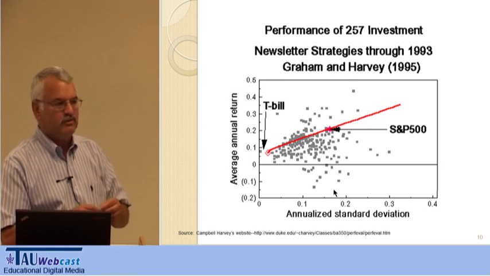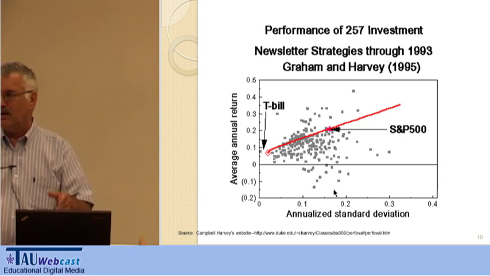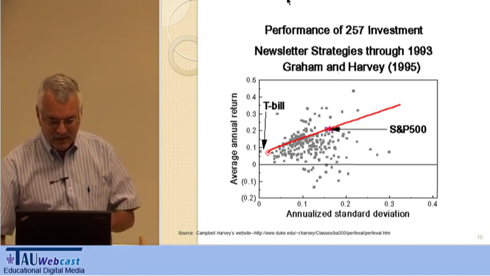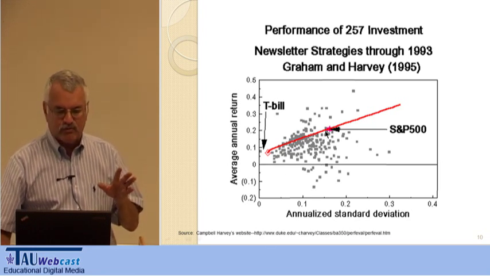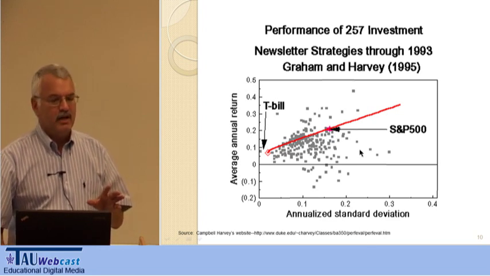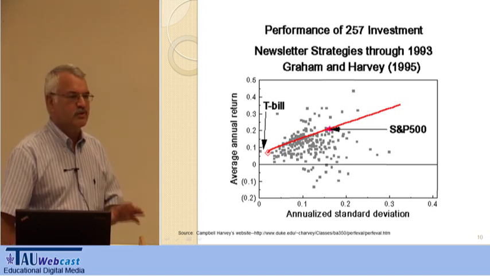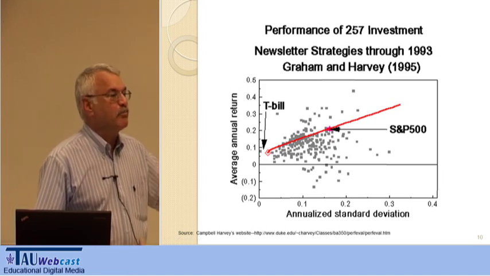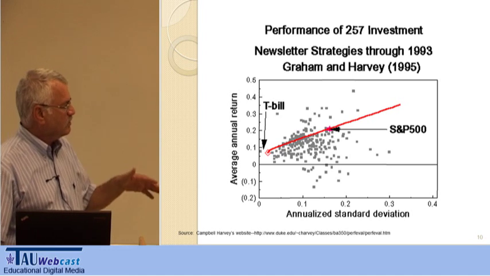advice of 257 investment newsletters. So every month you get the newsletter, and you go out and you buy whatever it is, the portfolio that they recommend. And then, instead of just comparing performance, they compare the performance relative to the standard deviation. Okay? And what you see here is that most of the performance is underneath a line that tracks it's underneath the capital market line, if you want to know what it is. Okay? That red line is the capital market line.